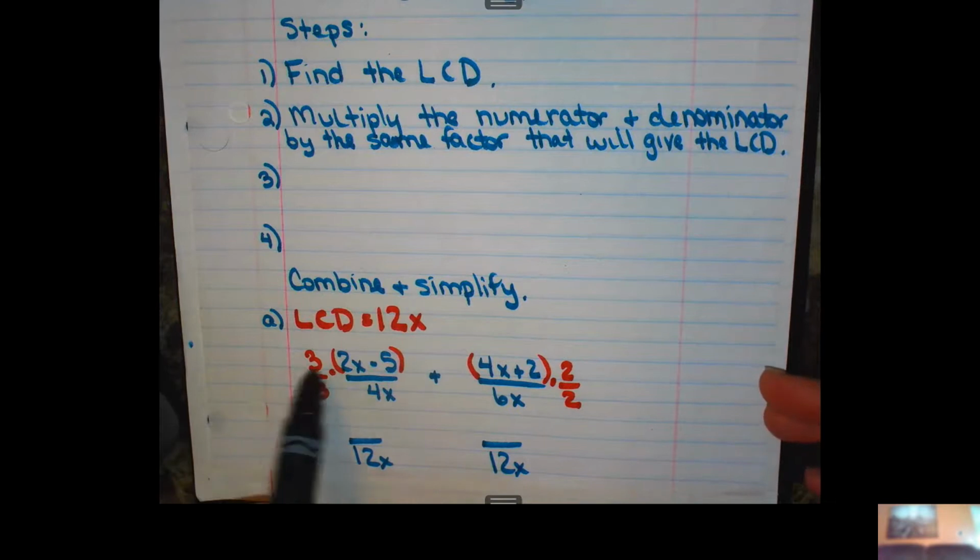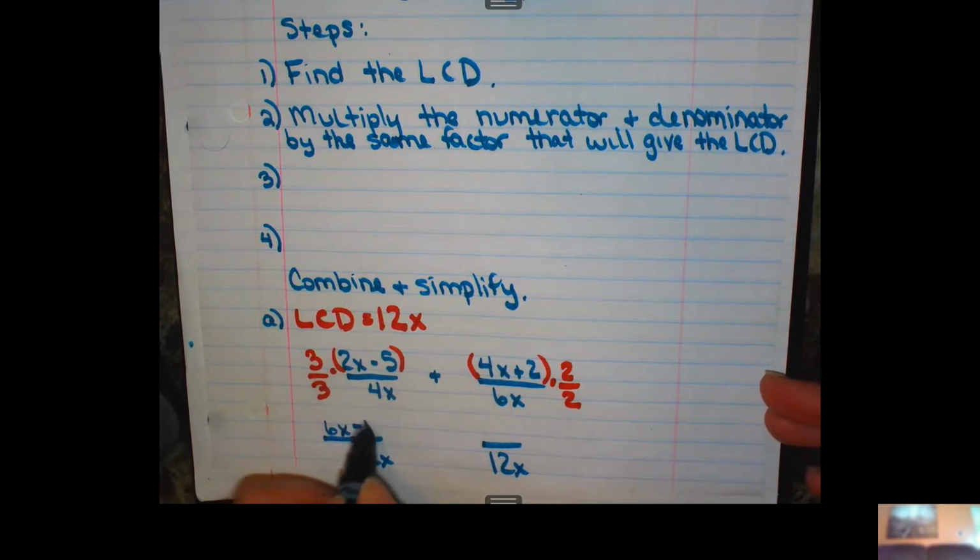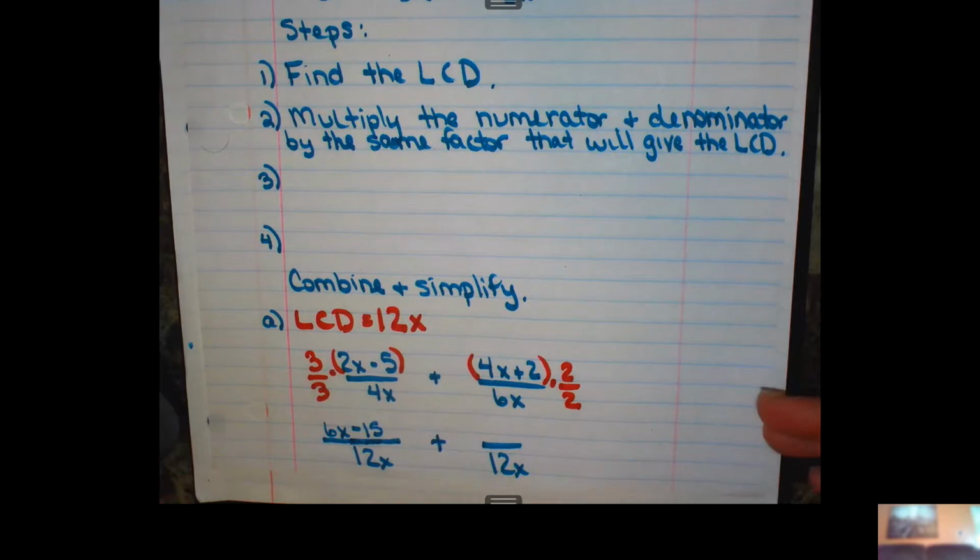So I'm going to multiply everything over here by 3. So instead of 2x, it becomes 6x. Extend your fraction. Instead of minus 5, it becomes minus 15. Don't forget my little plus sign. Over here, I'm going to multiply everything by 2. 2 times 4x is 8x. 2 times a positive 2 is positive 4. So there's my step 2.